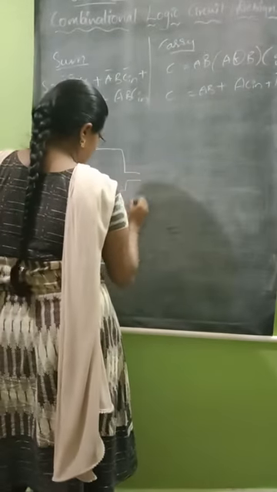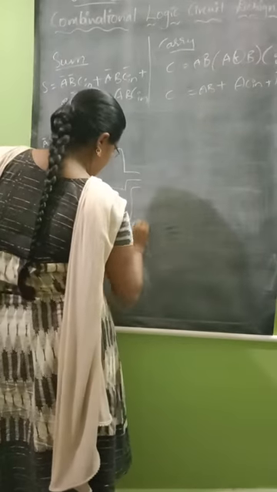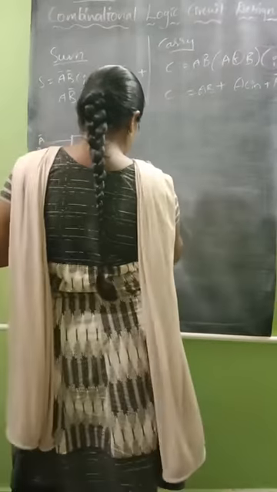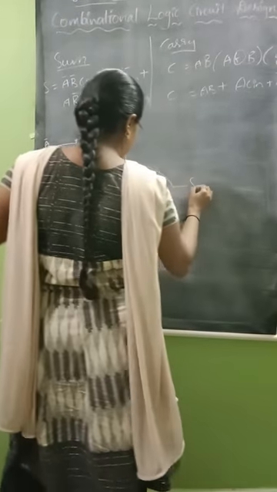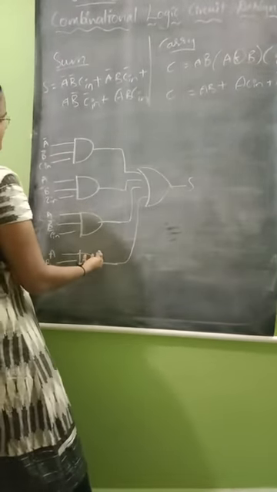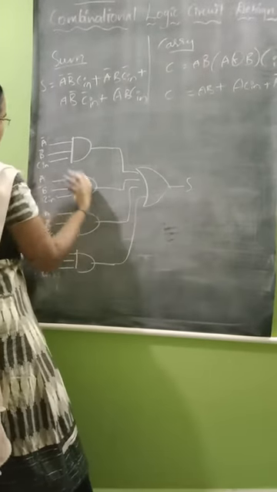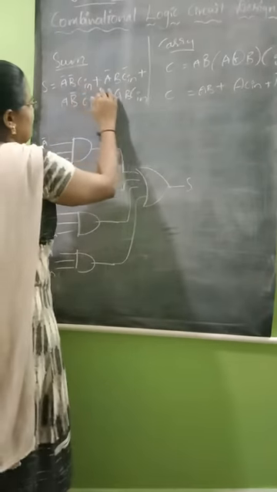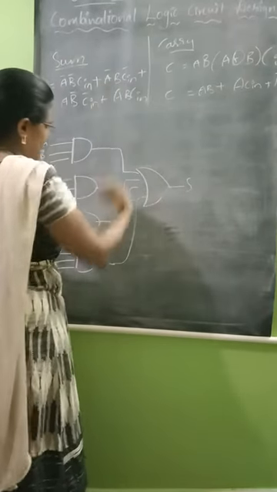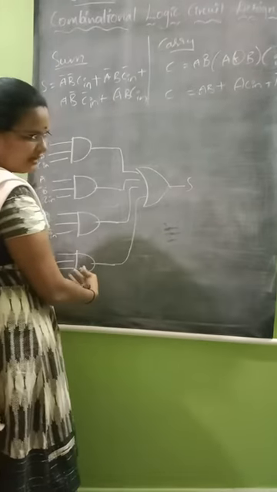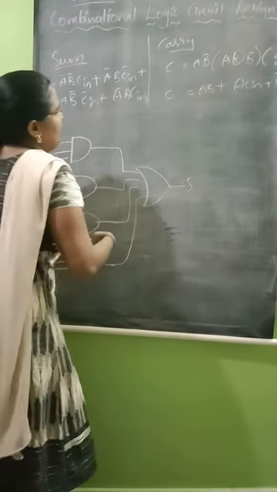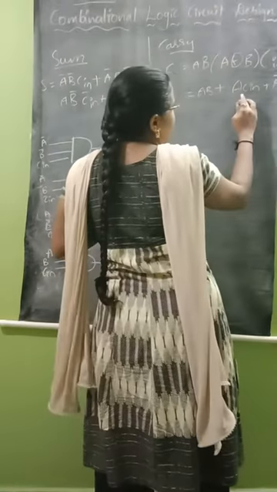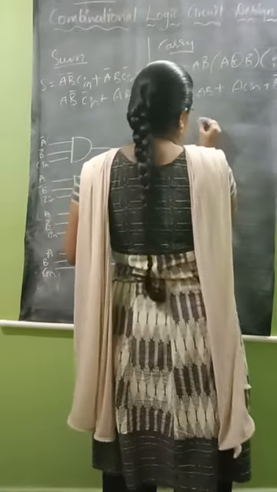This is the sum output and these are the inputs. Here the AND operation is there, and here the OR operation. The combination of AND operation and OR operation we can design like this. This is the sum. And here carry. Carry means AB, A C in, B C in.